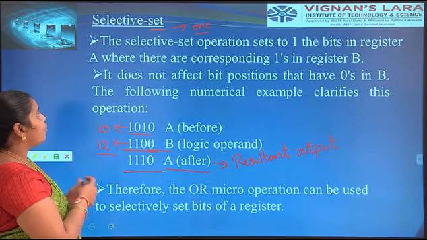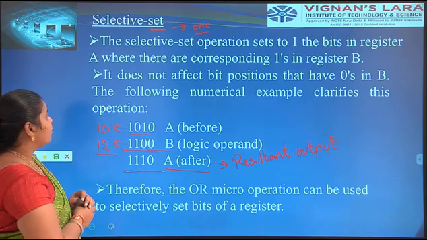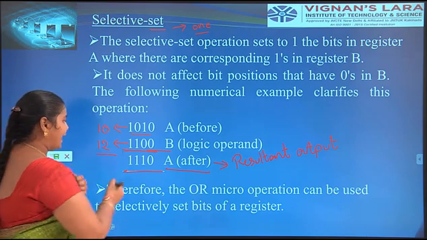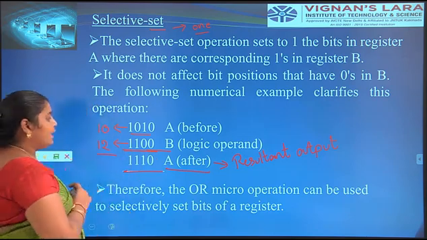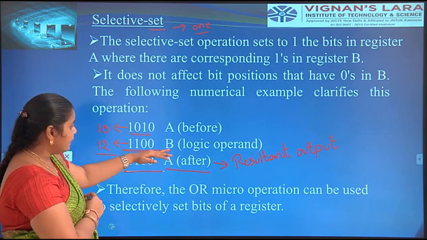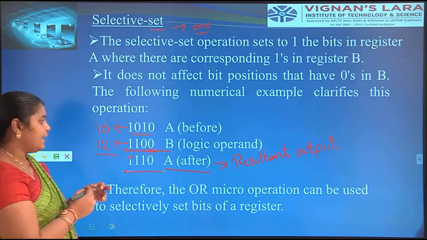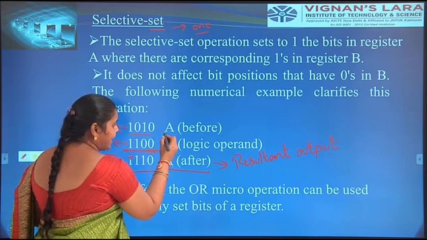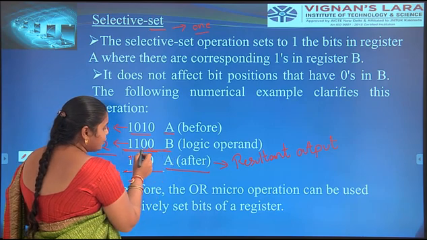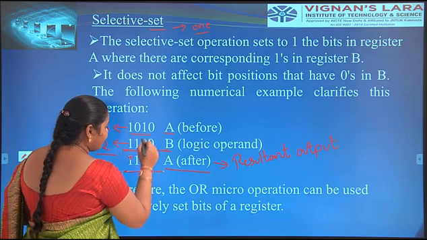Here we have to see how to define the selective set. Set means 1. It does not affect the bit positions where there are zeros in B. The B register consists of 4 bits. In the B register, 0 does not change A. Here 2 bits are 0, which means there is no change. That's why we place 0 and 1 as they are.